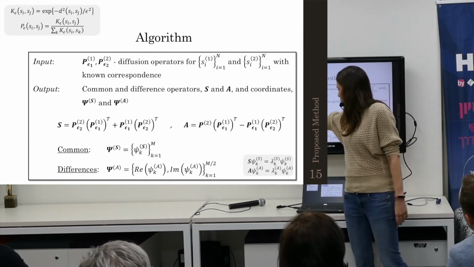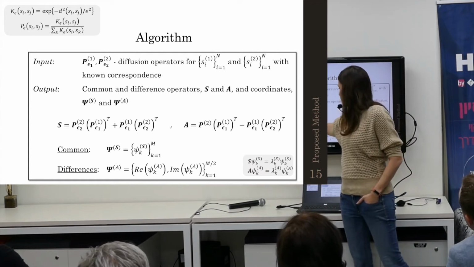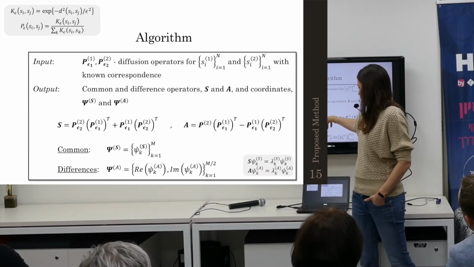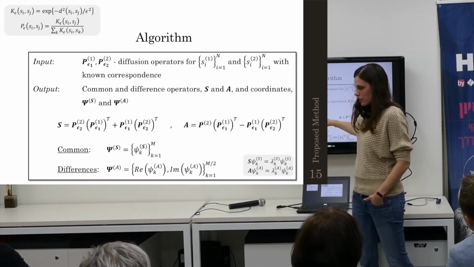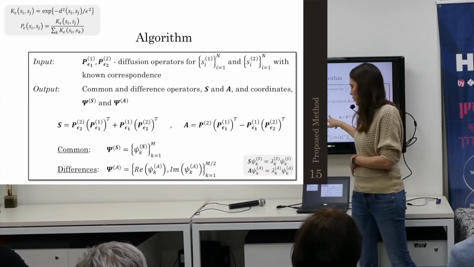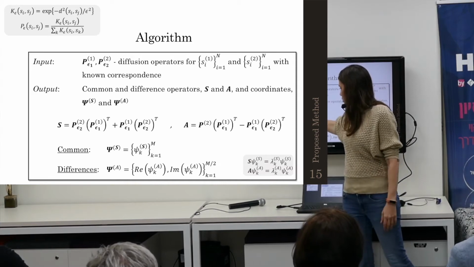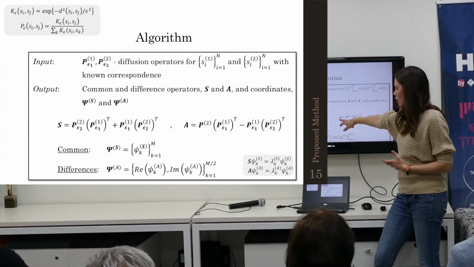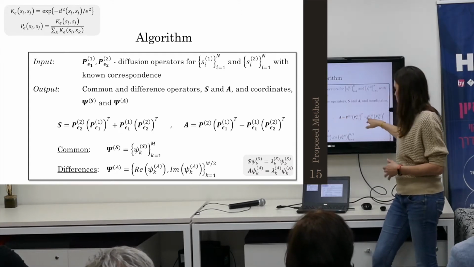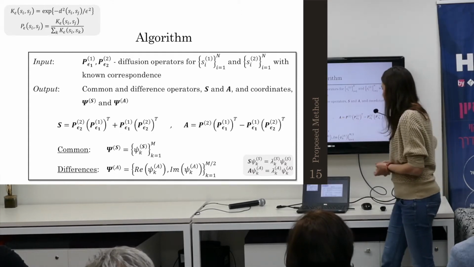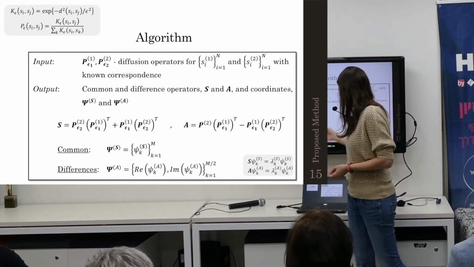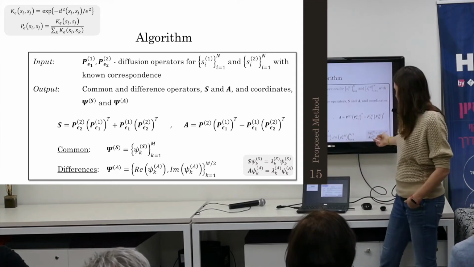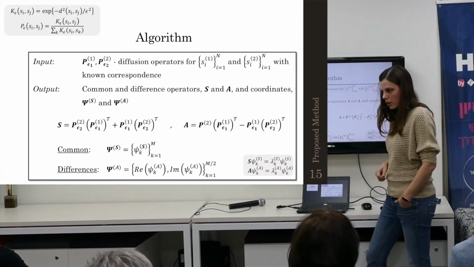So the common revealing operator is defined by first applying the transpose of the second kernel times the first kernel, and note the transpose here, plus the transpose of this element. And the difference revealing operator is defined similarly, but with a minus sign. And from these operators, we extract the common representation and difference representation, which are related to the eigenvectors of these two operators.